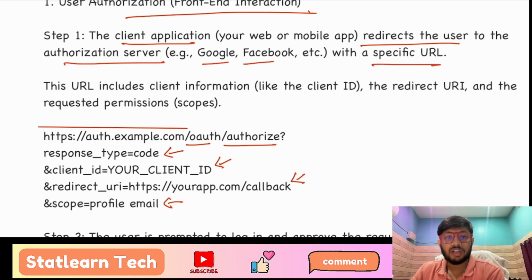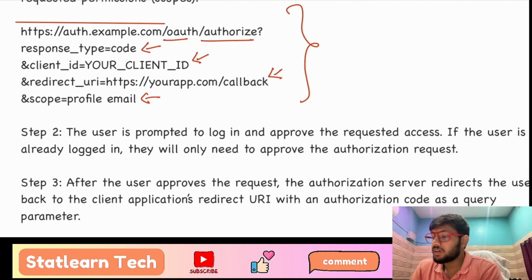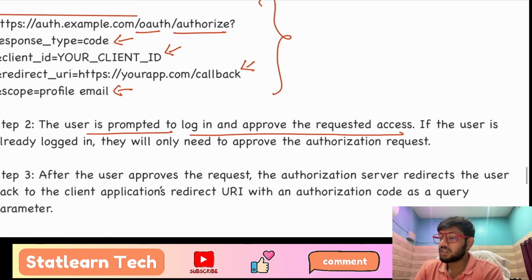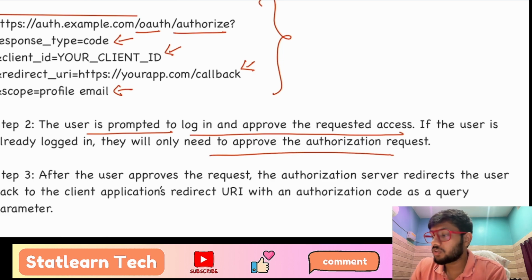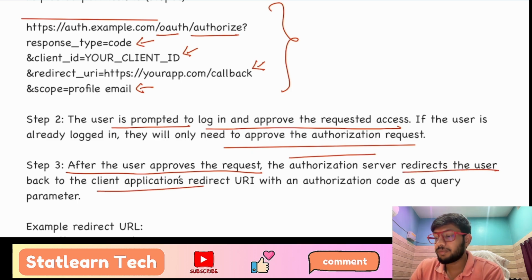When the client app hits this URL, it will be redirected to the authorization server, and in the user interface, the user will have to approve this request. So once the user approves this request, that is the second step. The user is actually prompted to log in and approve the requested access. If the user is already logged in, they will just need to approve the authorization request. And once the authorization request is approved, the authorization server will redirect the user back to the client application. And where will it redirect to? This is the redirect URL where you will be redirected to.